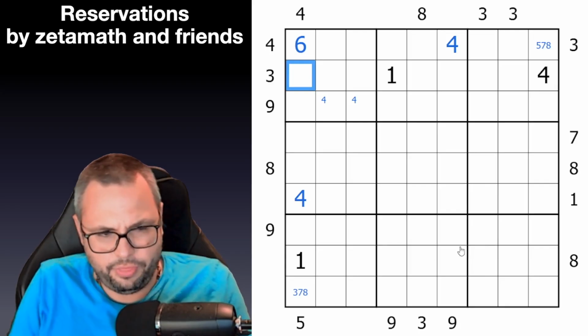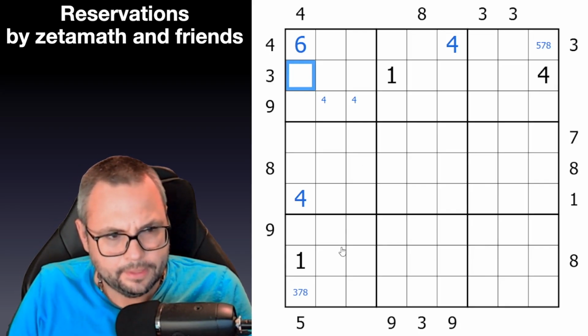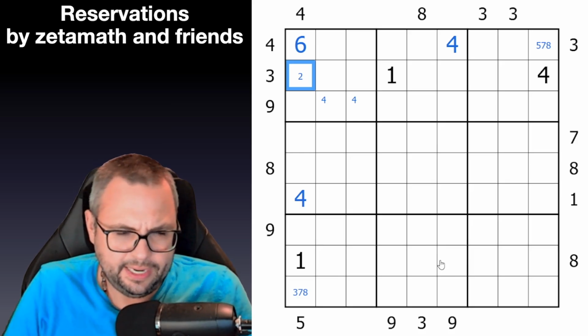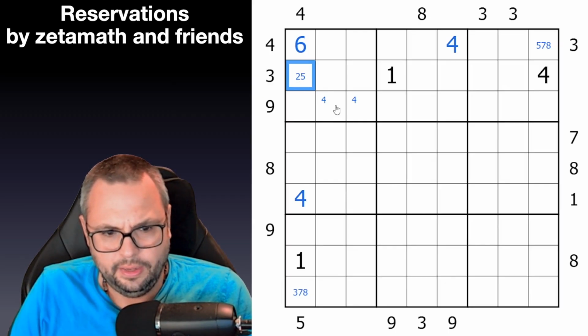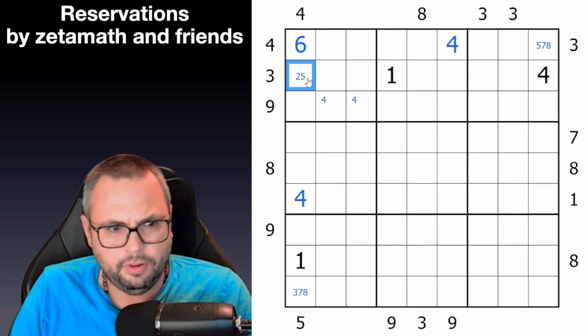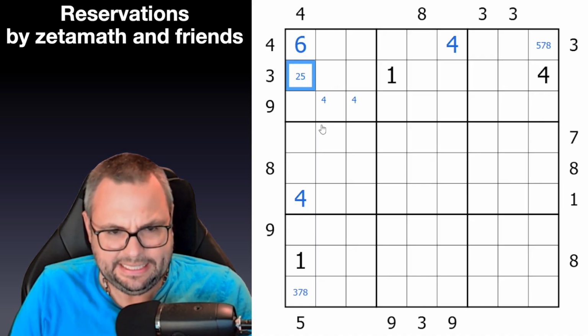So what about this 3? I don't think I immediately see any reason it can't be a 2. It certainly can't be a 3 or a 4. I think it could plausibly be a 5. It can't be a 6.